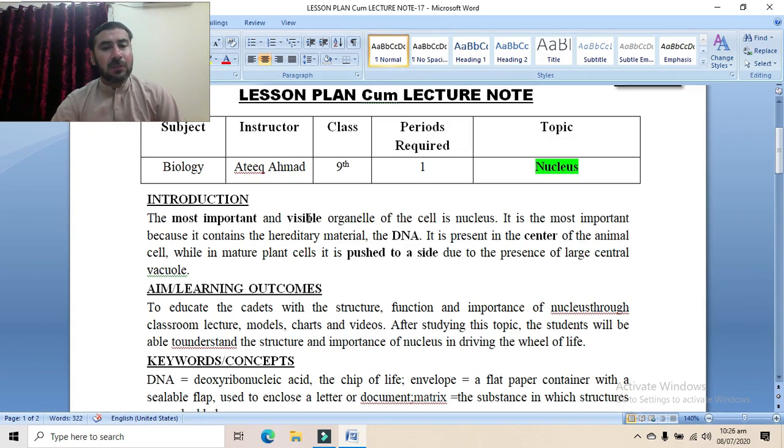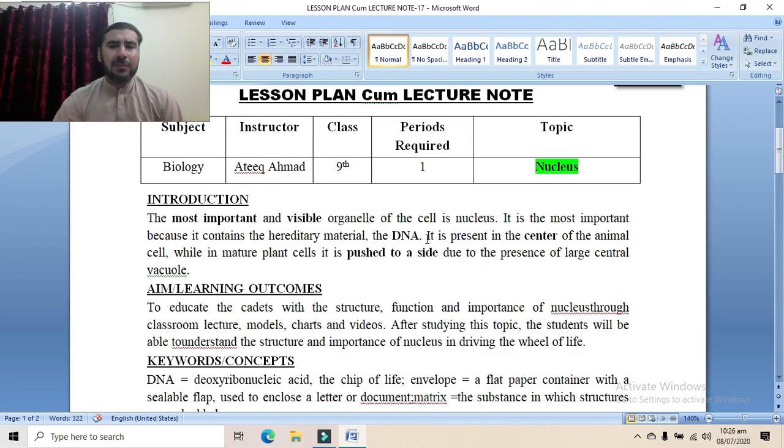It is also the most visible organelle of the cell. Why is it the most visible organelle of the cell? Because whenever you observe the cell under the microscope, the most visible or the most prominent organelle which is seen is the nucleus. It is seen as a black spot under the normal compound microscope. The reason is that its size is comparatively large as compared to the other organelles of the cell, so that's why it looks very prominent.